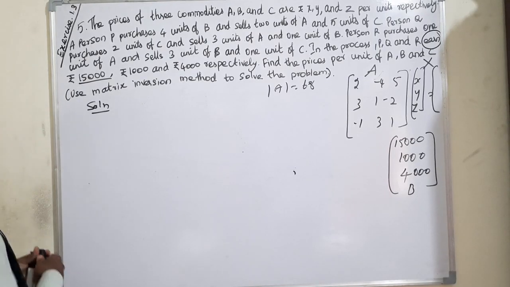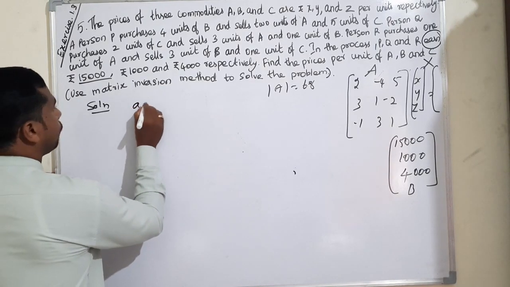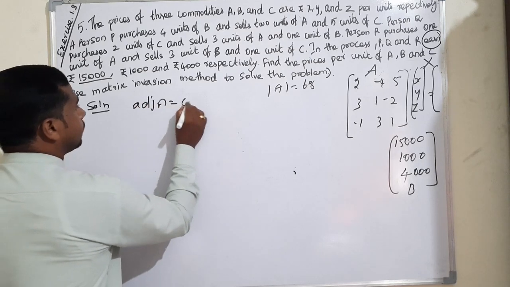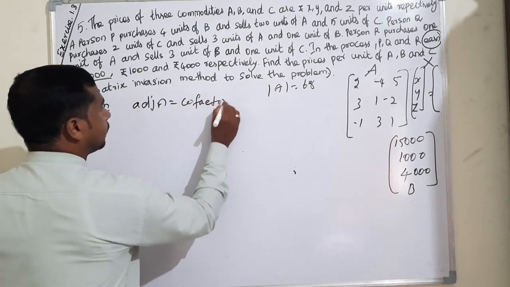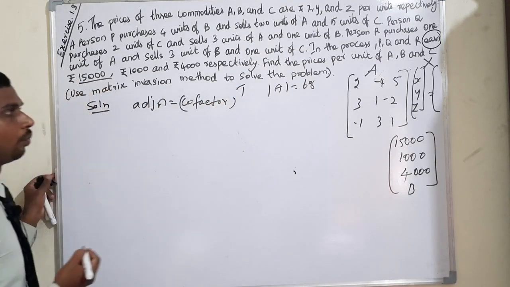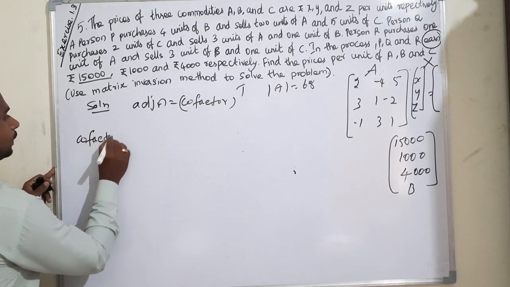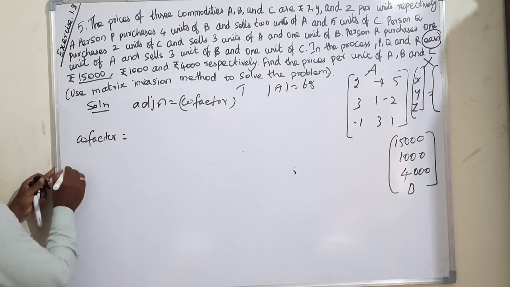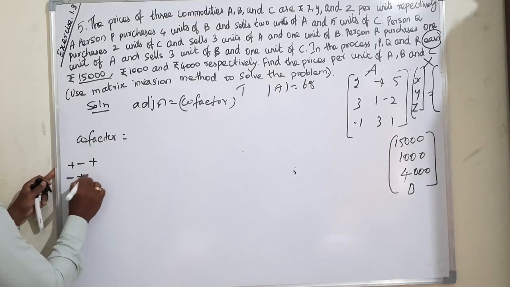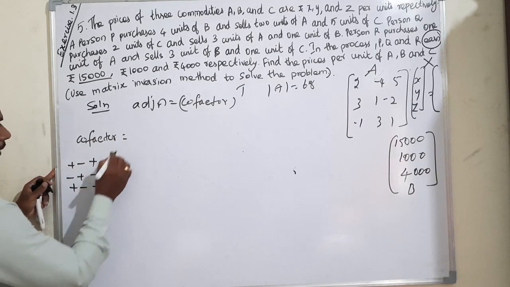What is the meaning of adjoint of A? Transpose of cofactor matrix. How to find out the cofactor? Cofactor means sign conversion: plus minus plus, minus plus minus, again plus minus plus.